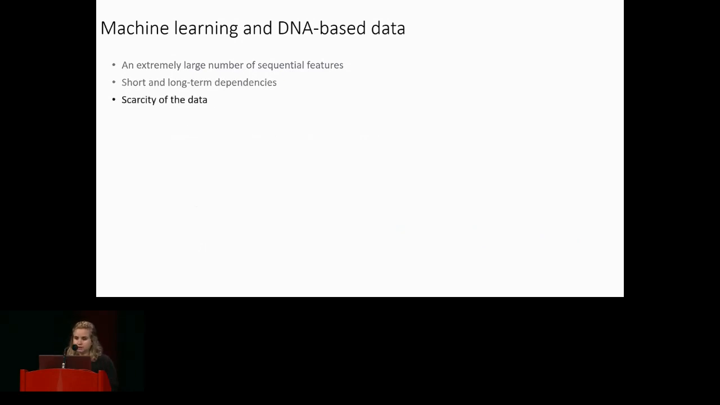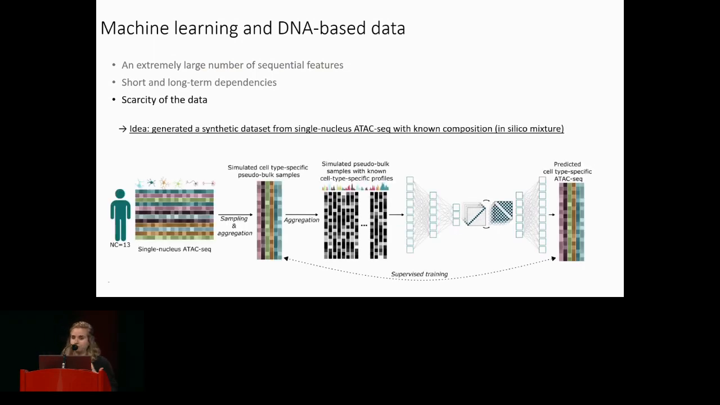To best tackle the scarcity of the data, we use another strategy. We generate a synthetic dataset from single nucleus ATAC-seq to create bulk mixtures that have a known composition, but also a realistic ATAC-seq profile. To do so, we use single nucleus ATAC-seq from 13 controls and use a sampling and aggregating strategy to create cell type-specific pseudobulk samples with a realistic profile by sampling within the same cell type. And then by aggregating these, we create bulk mixtures that will be the input of our model.